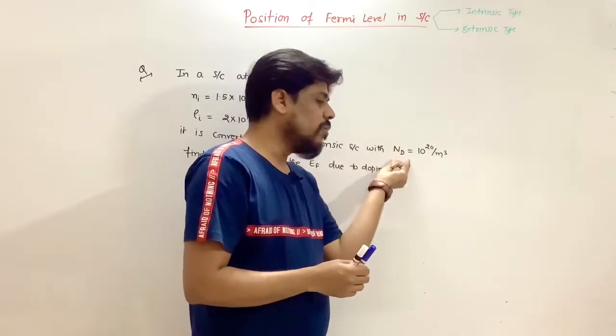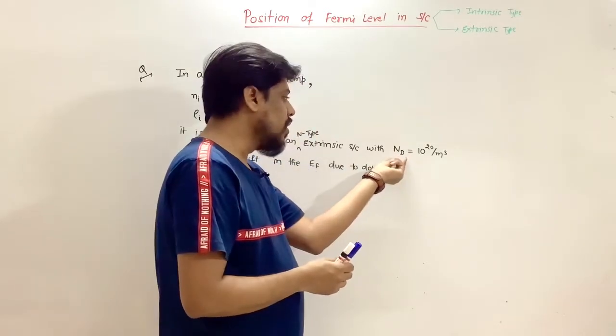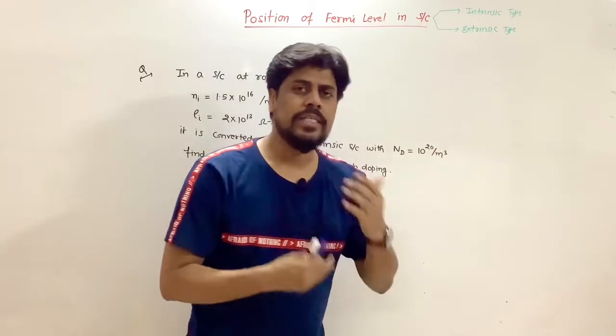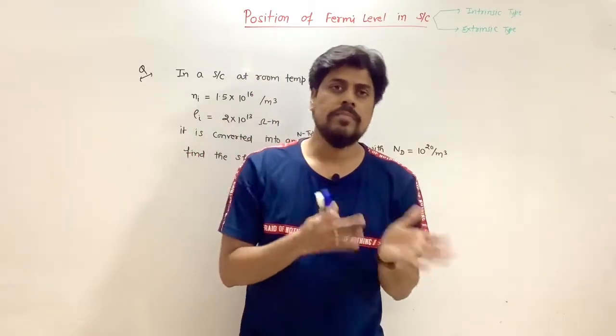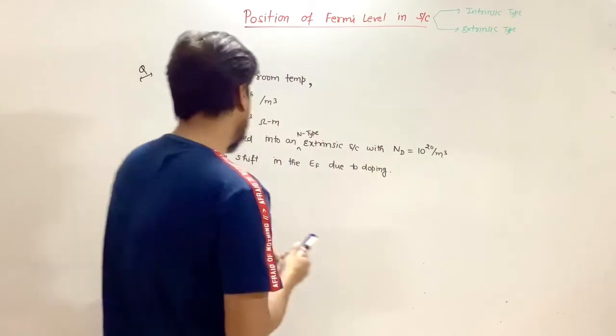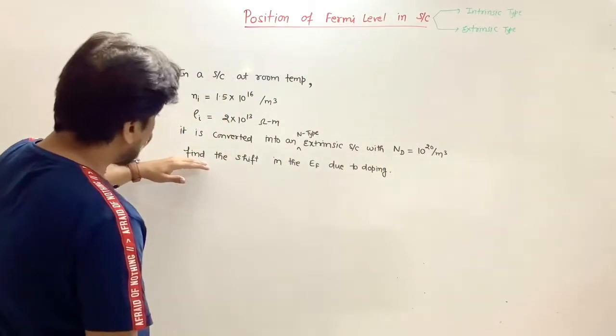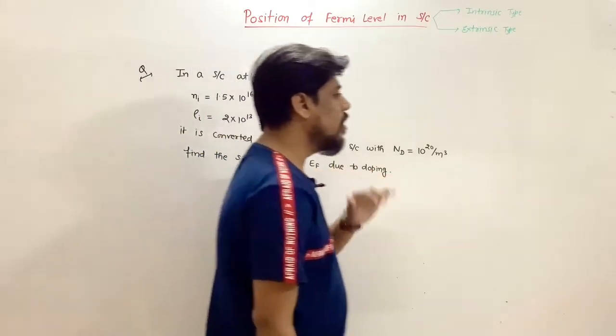This is given, donor concentration. So this is your donor concentration Nd, which is 10 to the power 20 per meter cube. Basically it is 10 to the power 20 atoms per meter cube. Charge carrier concentration. So what he asked: find the shift in the EF due to the doping.